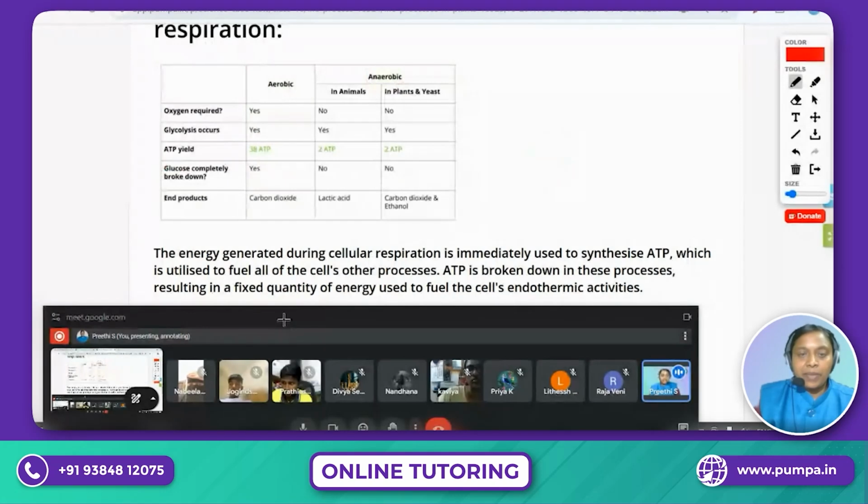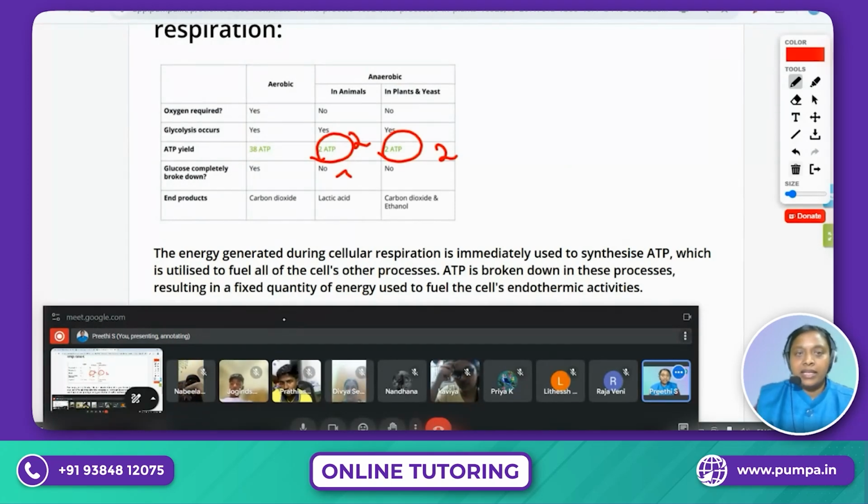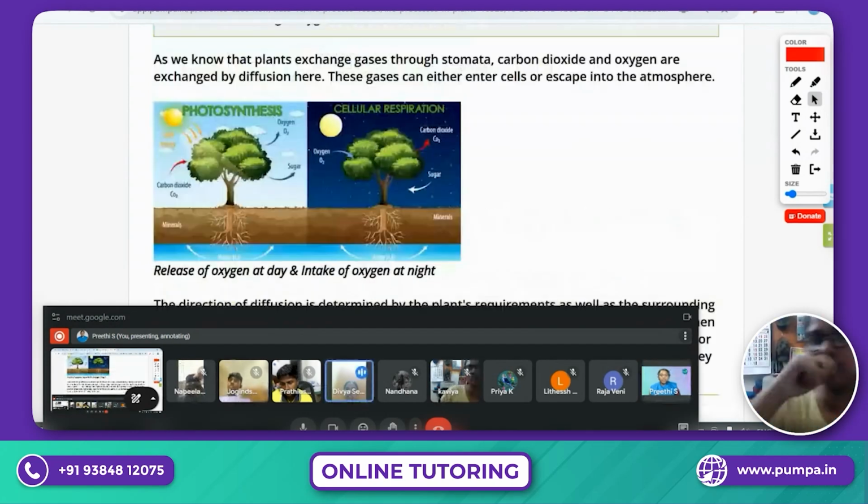The same thing is applied here also. And the ATP yield is also minimum, only 2. Clear? Any doubts as of now? No doubt.